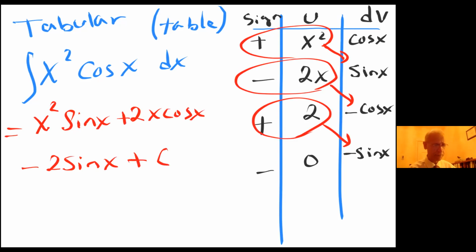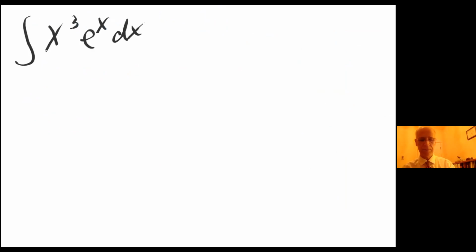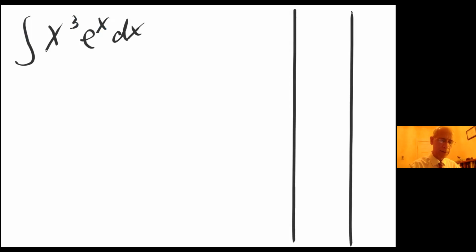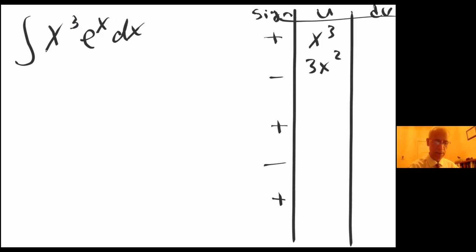Let's do another example. How about the integral of x cubed e to the x dx. So let's do our table. The first column is for the sign, then u and dv, starting with positive, negative, positive, negative, positive. U in this case is x cubed, so 3x squared, 6x, 6, 0. dv is e to the x, the integral of that is e to the x, and then e to the x, and then e to the x, and then e to the x.